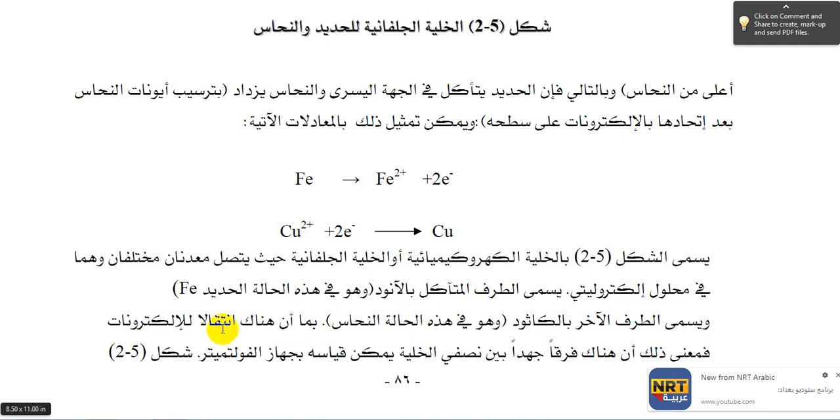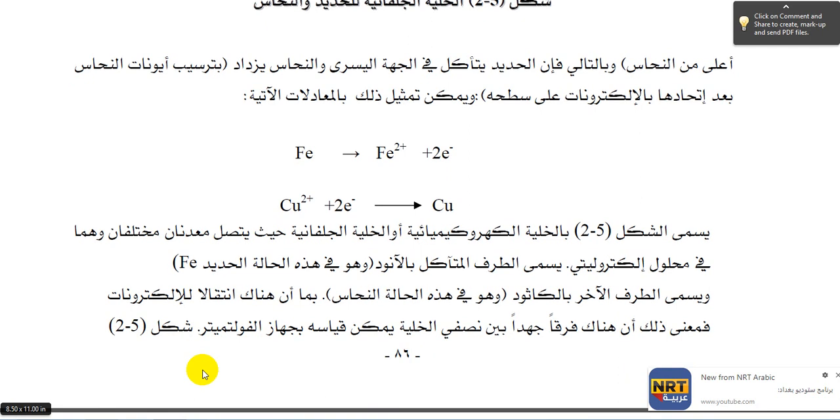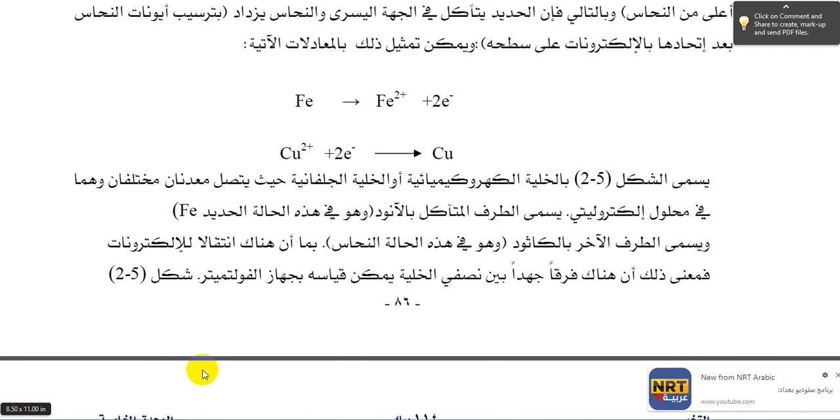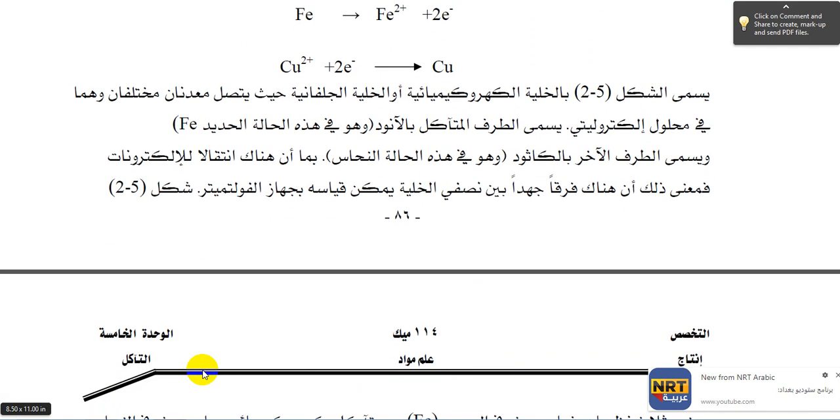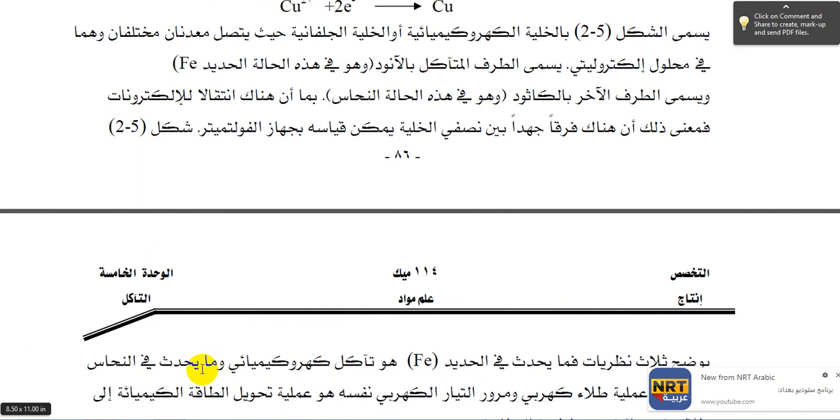Since there is actually an electron transference, this indicates there is a potential difference between the 2 cell halves, which can be gauged by a voltmeter apparatus, as illustrated in figure 5.2. يعني الكاثود والأنود. الكاثود هو النحاس، الكاثود هو الحديد، والأنود هو النحاس.